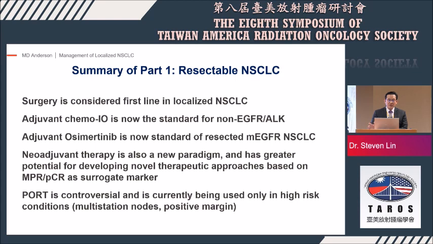Post-op radiation is still used, however, very limited now. We only use it for patients with multi-station disease, particularly, of course, for patients with positive margins. We incorporate it with their systemic therapies.